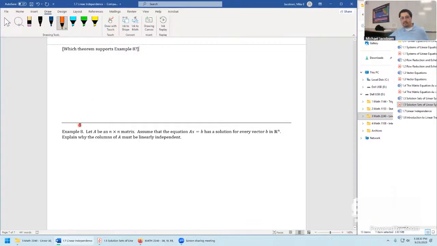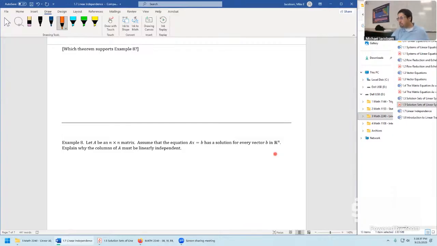Example 8 says, let A be an n by n matrix. We mentioned that's pretty special. We have a square matrix, is another way said. So it's square. We're going to also assume that the equation Ax equals b has a solution for every vector b in Rn. So the matrix equation is consistent no matter what you put in for the right-hand side of the original equations. Our target is to explain why the columns of A must be linearly independent.